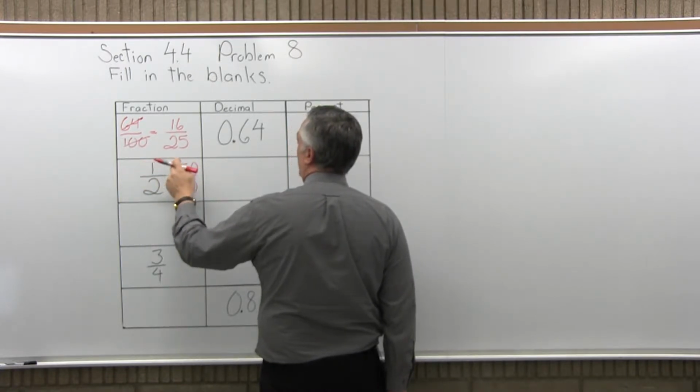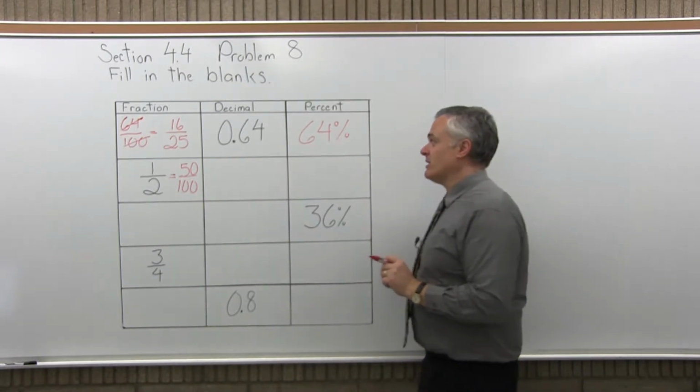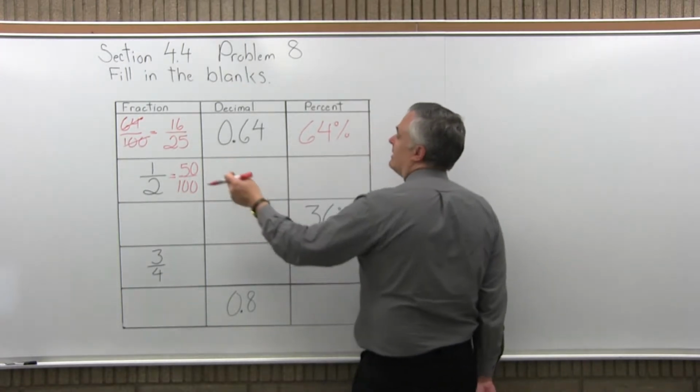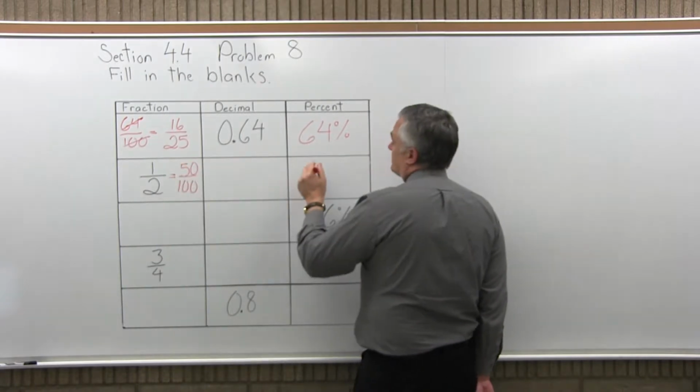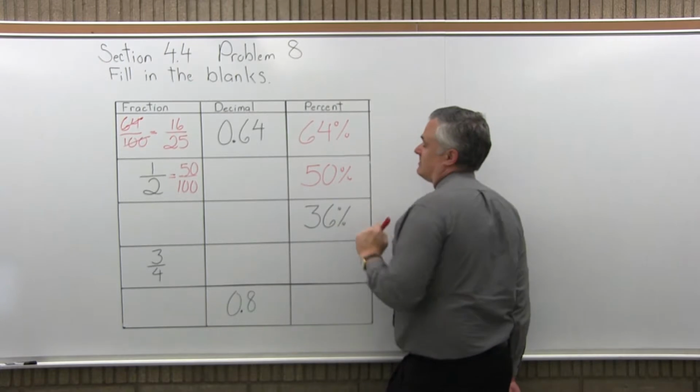So the numerator was a 1. 1 times 50 is 50. So I have 50 over 100. So as a percent, when the denominator is 100, the percent is the numerator. So the numerator is 50, so the percent is 50%.